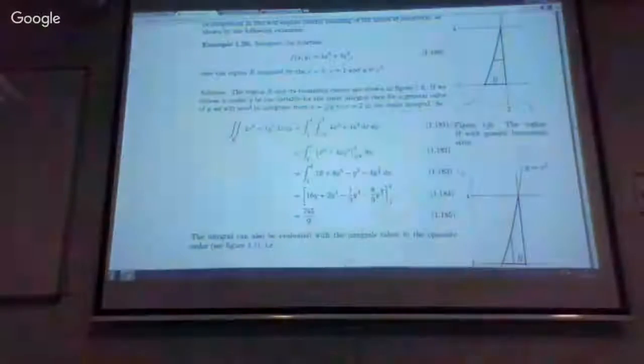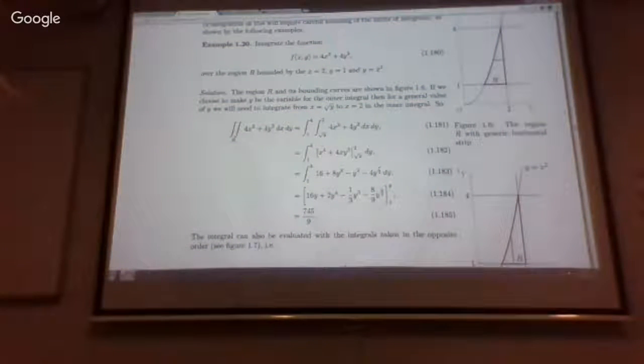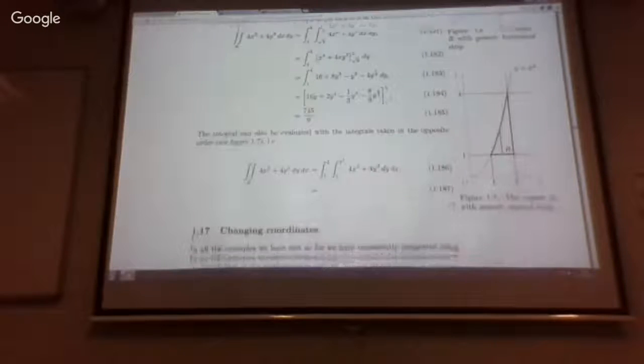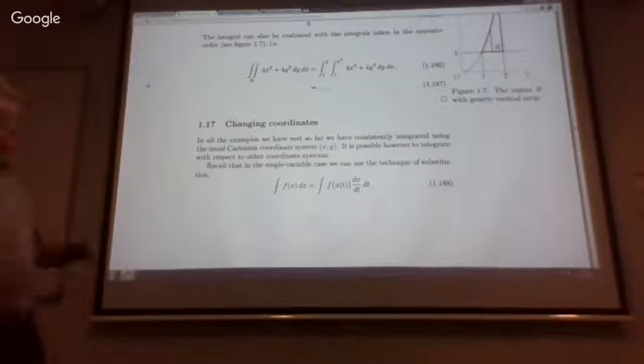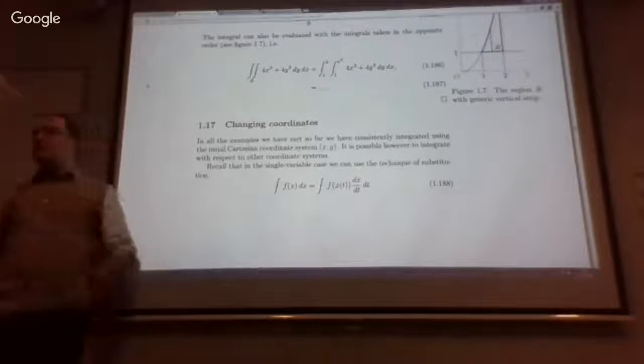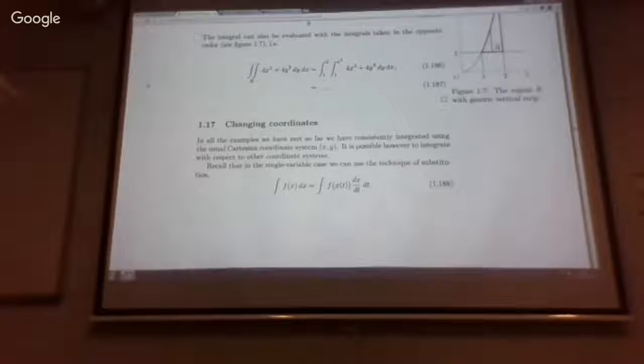So the next section has to do with changing the way we're describing our integrals altogether. It's to do with changing coordinates. So first of all, we're going to look back and remember the corresponding thing in the single variable case. And this was more or less known as another name, integration by substitution.